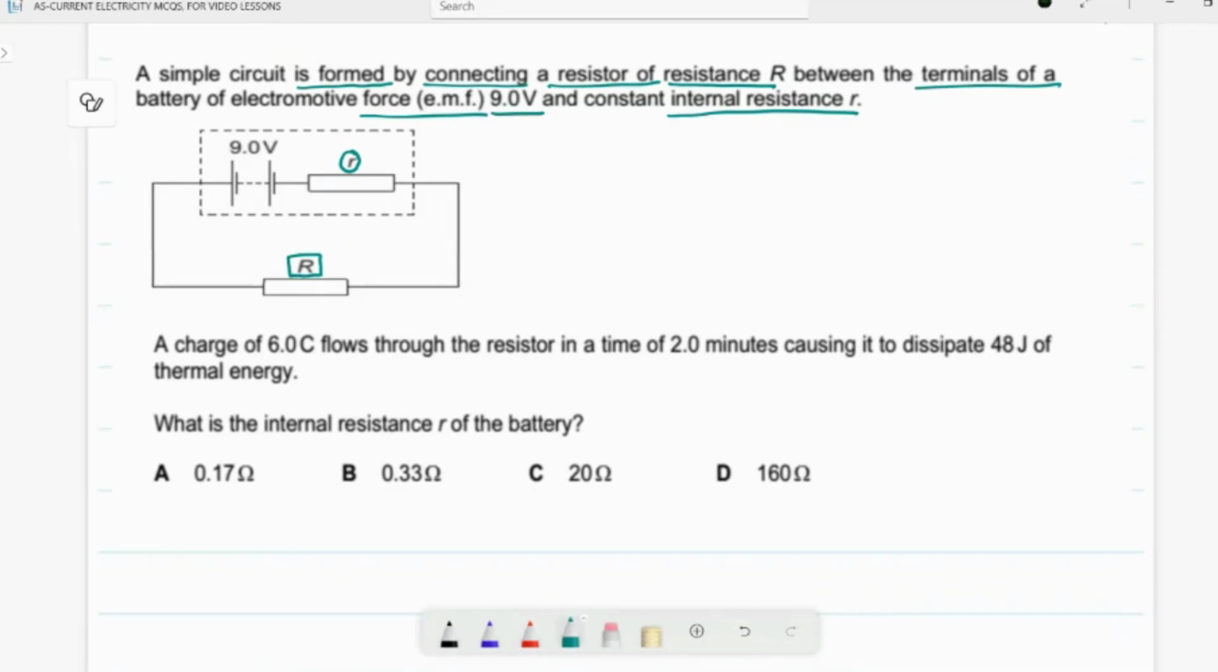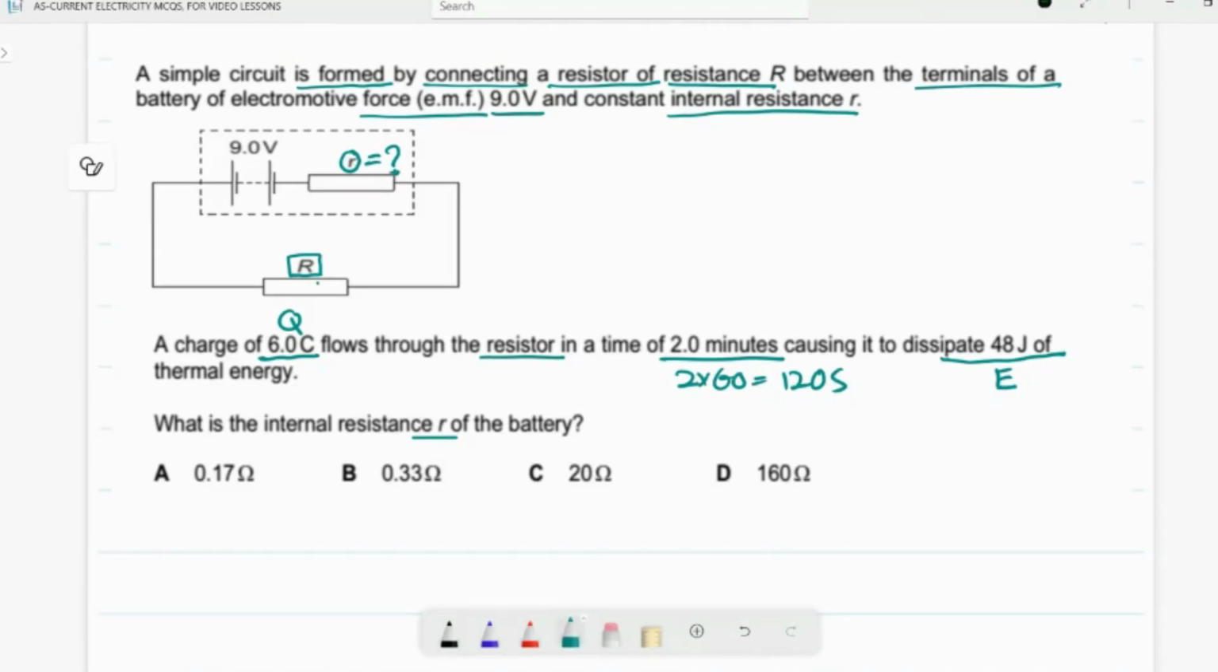Now the further information is a charge of 60 coulomb, this is your Q, flows through a resistor, I mean from this capital resistor R, in 2 minutes. 2 minutes means you have to convert this into seconds, so it gives you 120 seconds. It dissipates 48 joules of energy. So this is your energy which is dissipated over there. What is the internal resistance small r of the battery? So we are interested in this. We have to calculate this small r.